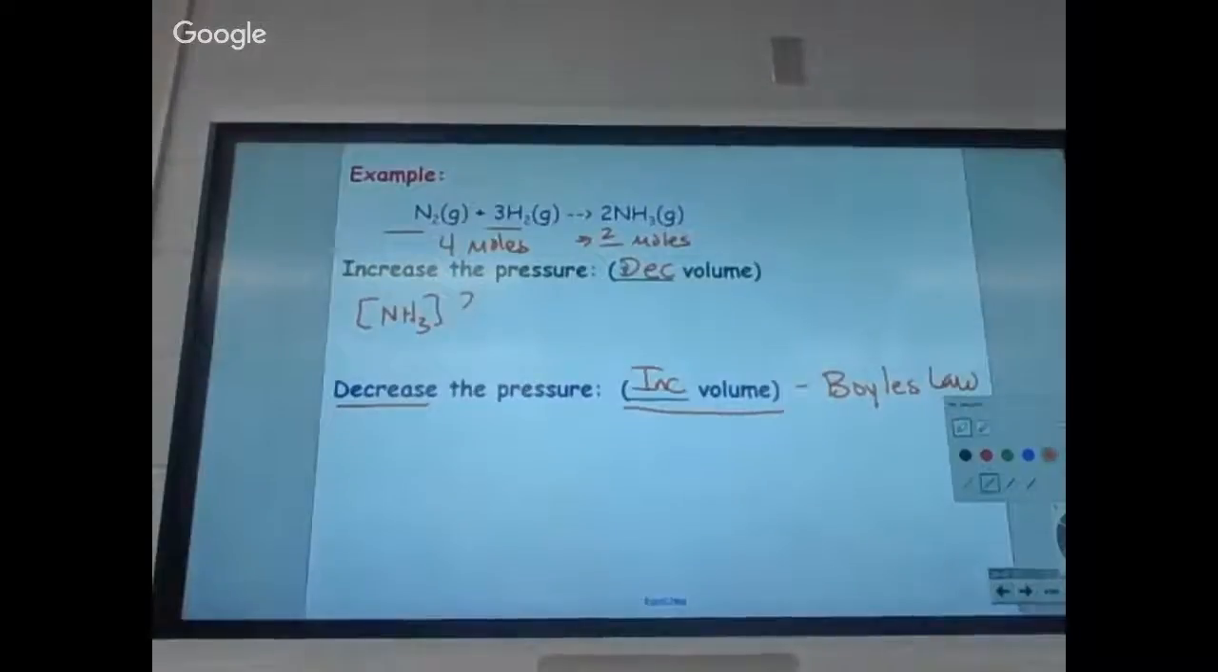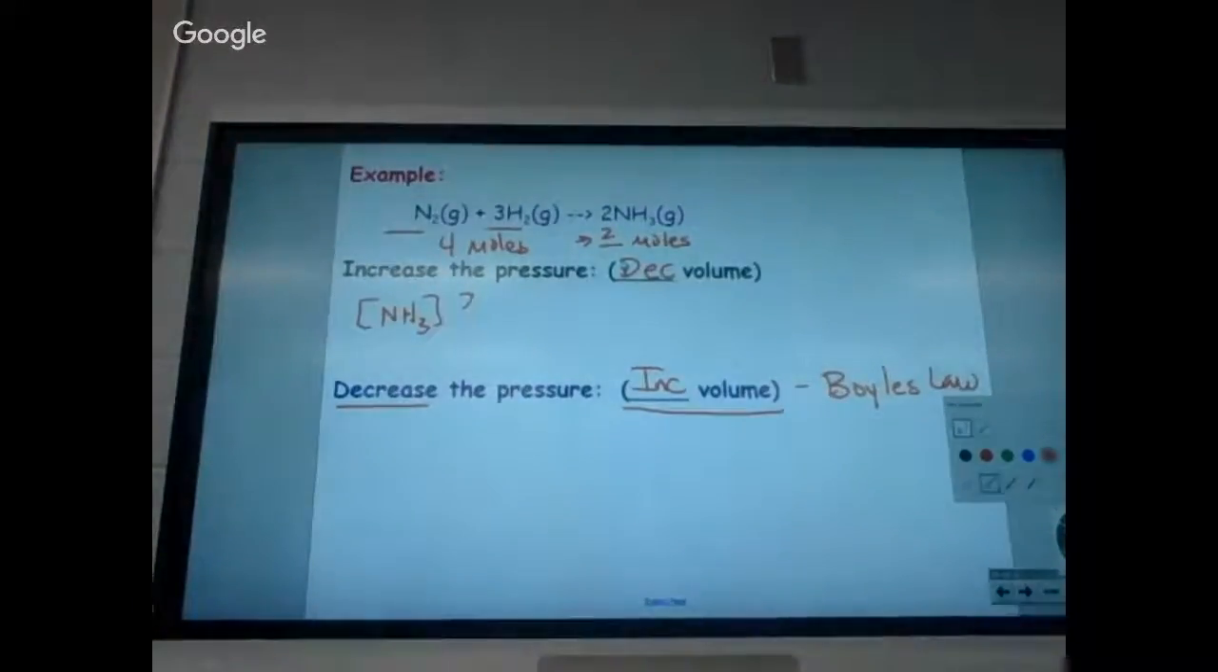Will it increase or decrease? Okay, what's the first thing you have to figure out? Does it shift left or right? All right. So if I increase pressure, does it go to the side of fewer moles or more moles according to the rule?